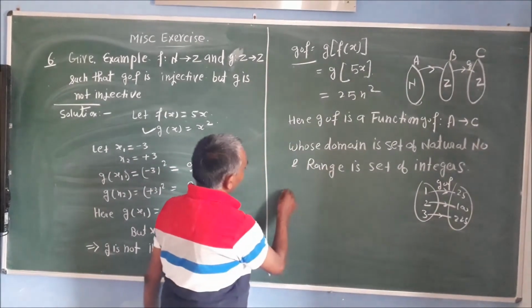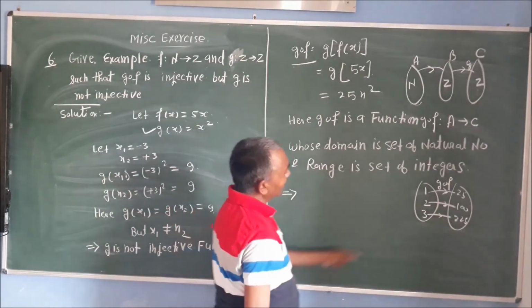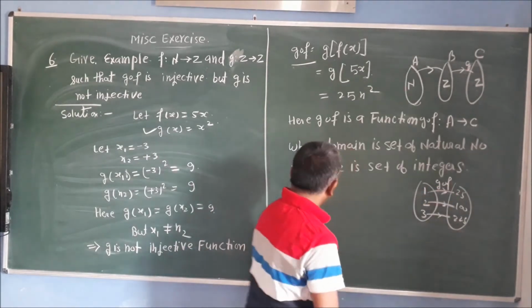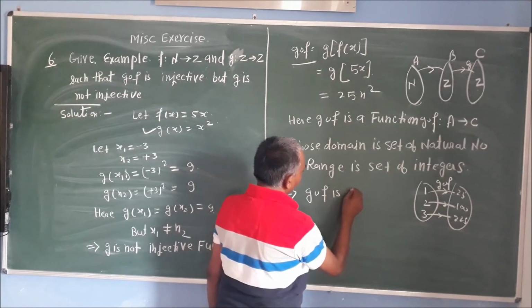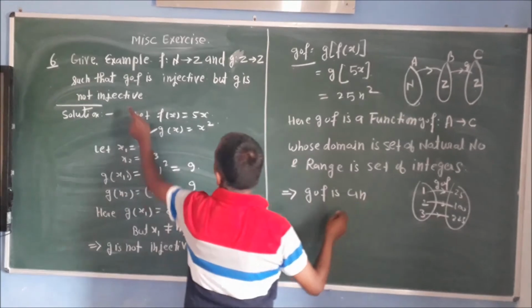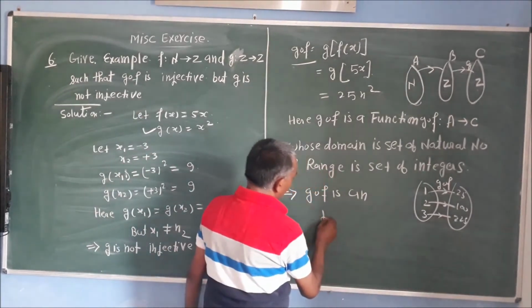That means what we can say? For every element here, you can say that this g of f is an onto function. Here g of f is, what we have to prove? Injective function.